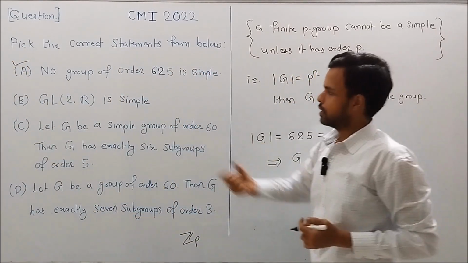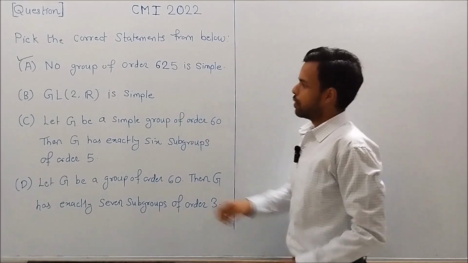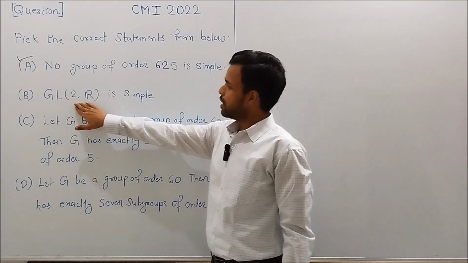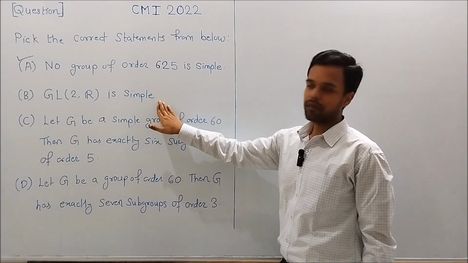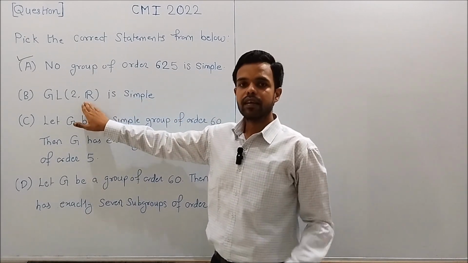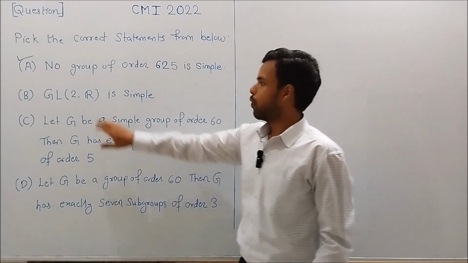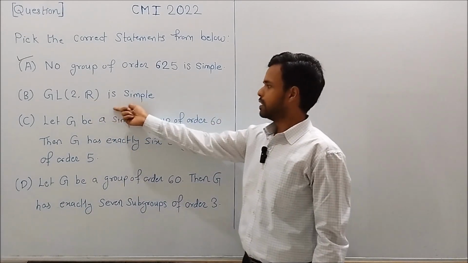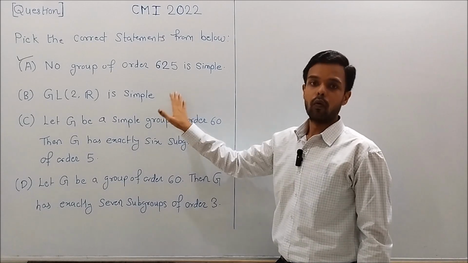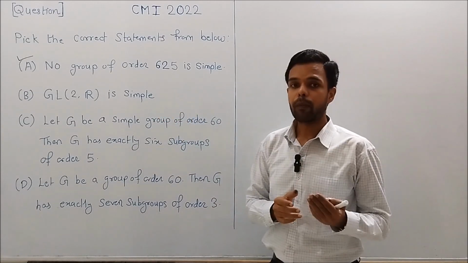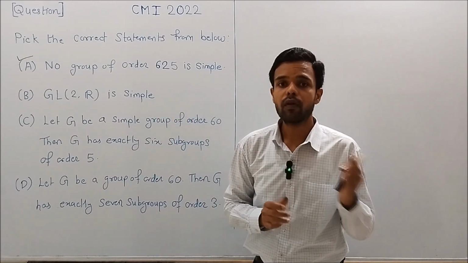Now let us move to statement B. The statement in B is: GL2 over R is simple. What is GL2 over R? The group of all 2 cross 2 invertible matrices over real numbers. Is it a simple group? No. It is not a simple group because it has a proper normal subgroup.